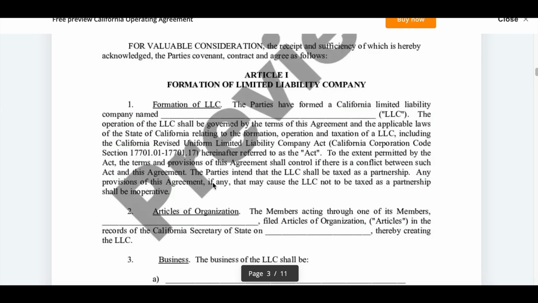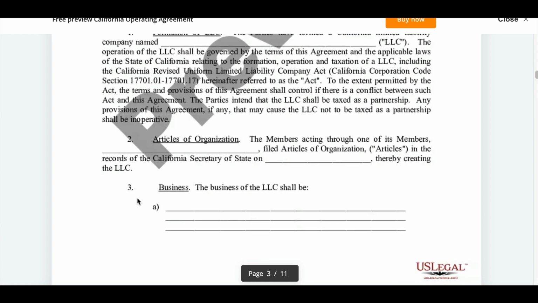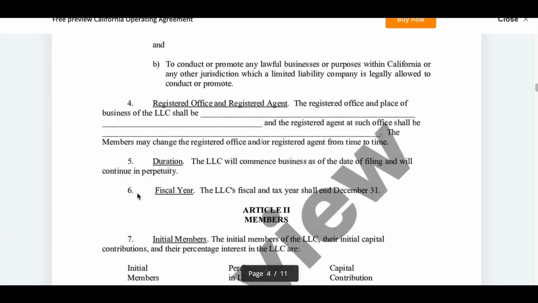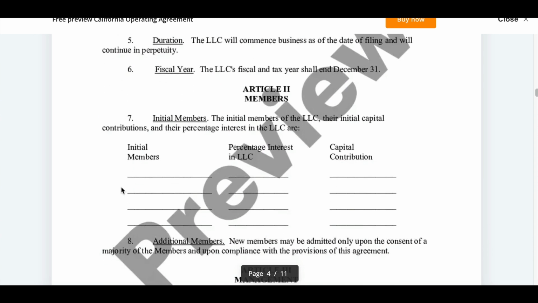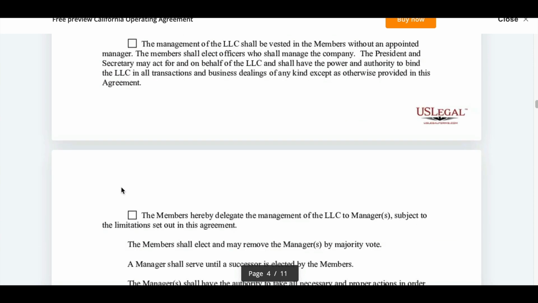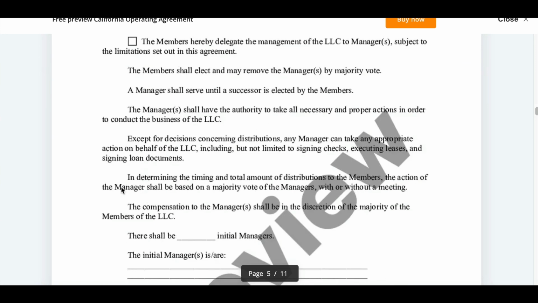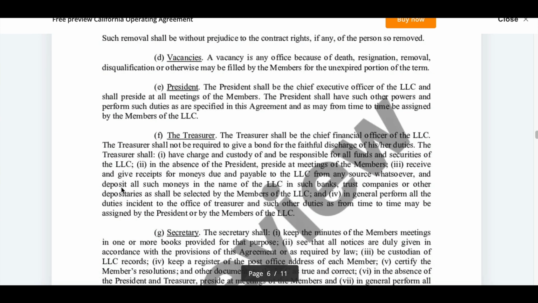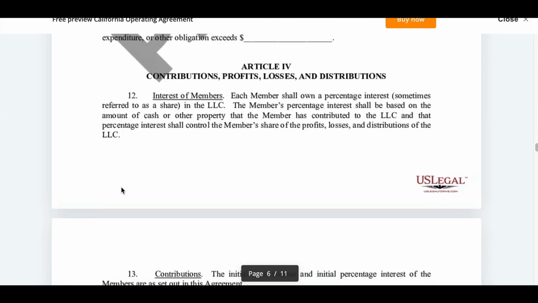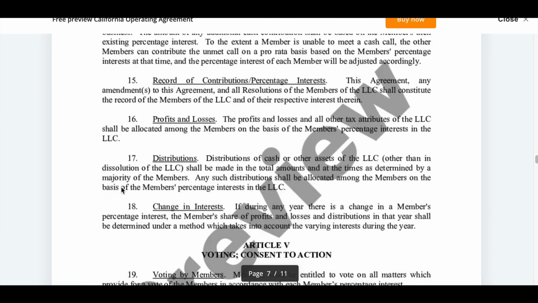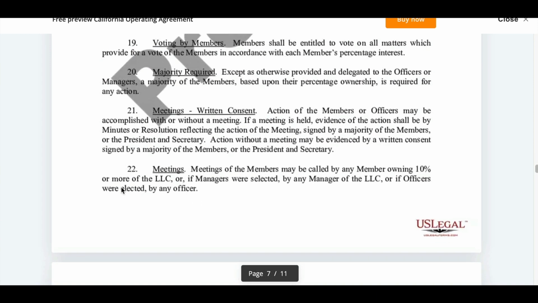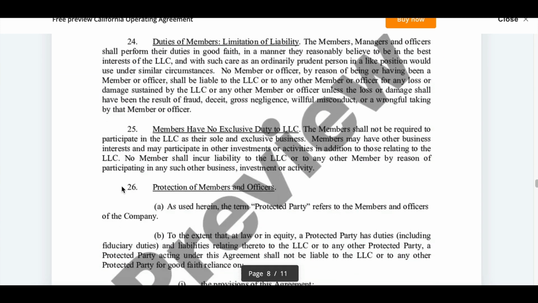So you form this LLC and you file your articles of organization. The business will be this or any lawful business within California, which is the thing you want to say. Duration, fiscal year, initial members, who is going to run the business, managers or members. And you're going to talk about that. All the kind of voting things, who the officers are going to be. Do you have to put money into the business, profit and losses, voting, duties and limitations. It applies more if you're going to have multiple owners, but it would also apply to just one person too, some of the things in here.